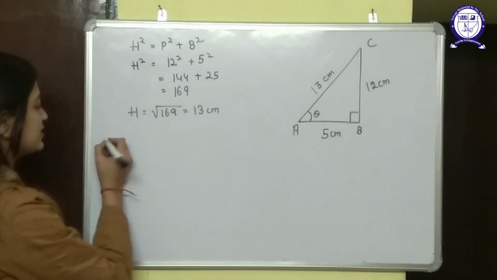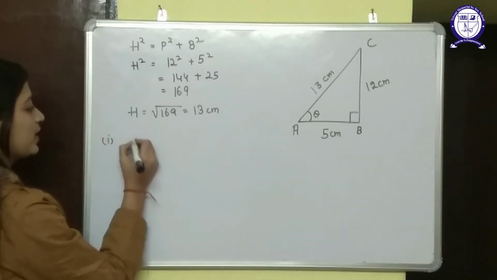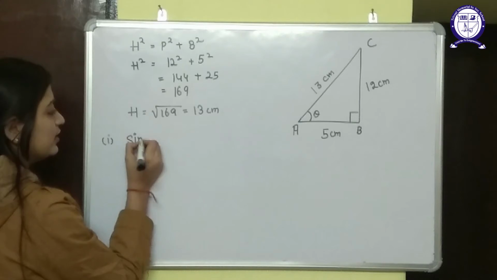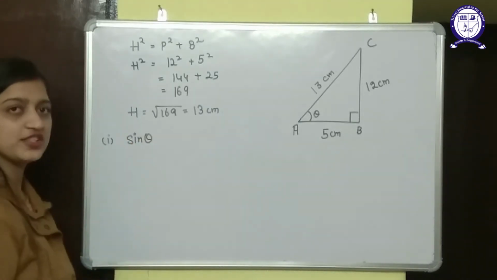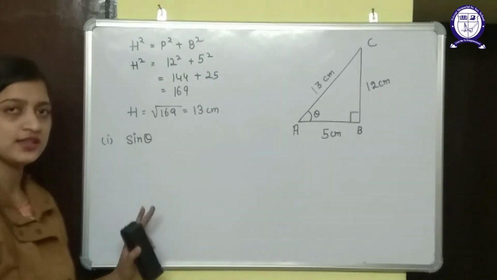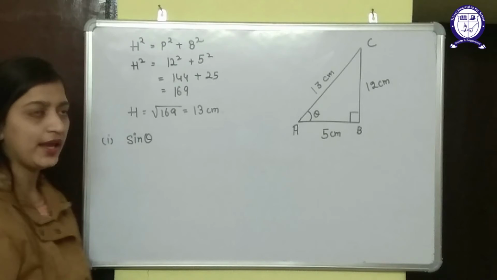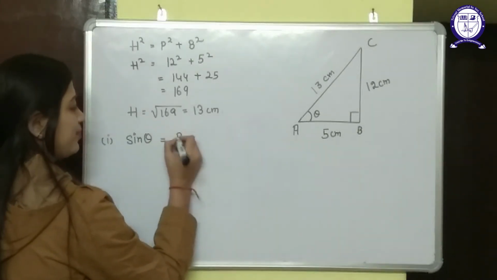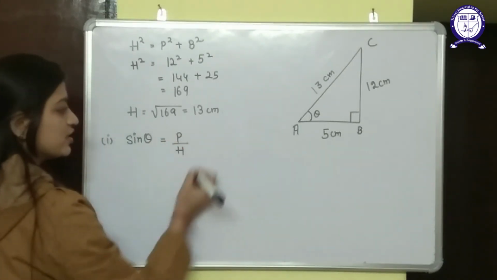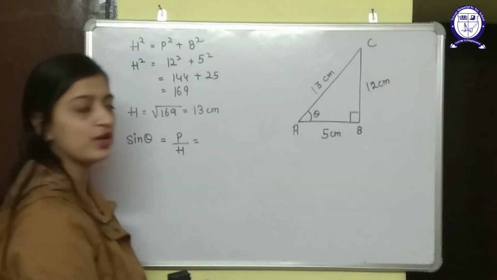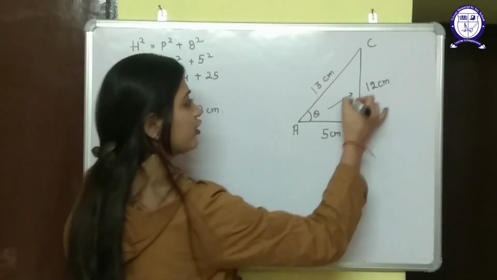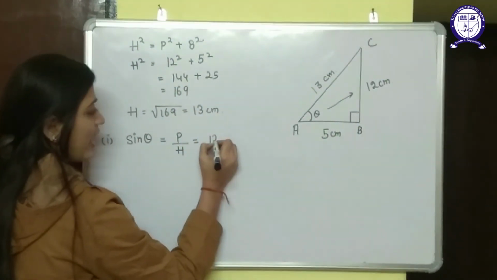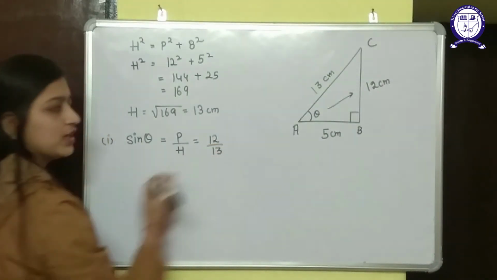Now my question remains: find the trigonometric ratios. Let's start with the very first ratio, that is sine theta. The question talks about theta, so I'm saying theta. If the question says sine A, we will use A here. So sine theta is my P upon H. Now for theta, perpendicular is the side which is in front of it, 12, and hypotenuse is 13.